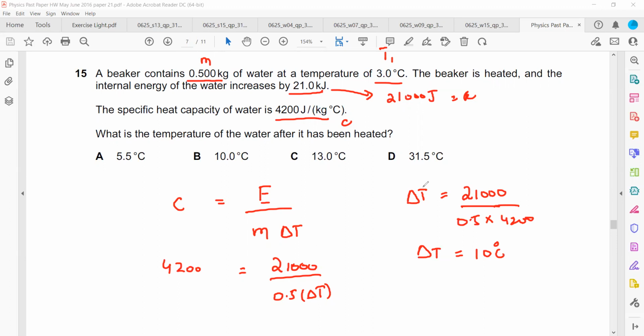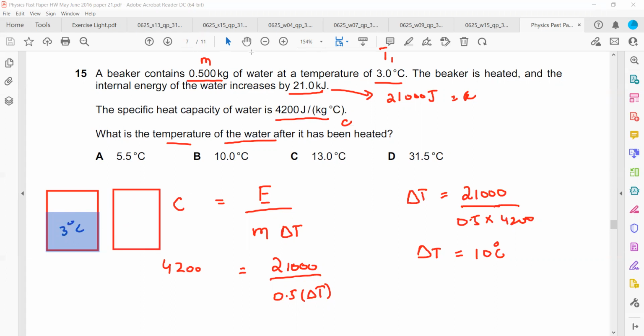But in the question, we don't want the change in temperature. We want the final temperature of the water, the temperature after it has been heated. Delta T is the change in temperature. For example, if you have a container filled with water, and the initial temperature was 3, and we calculated that the temperature of the water has changed by 10, what will be the final temperature? That will be 13.